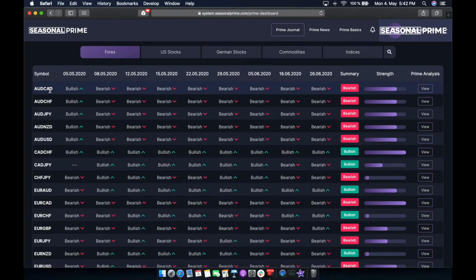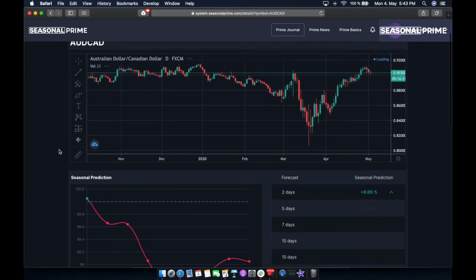Or for example, I had an eye on the Audi Cat the last days, and I think this is a very interesting pair, and we can just take a look into it. We just have, for tomorrow or for the next 2 days, some kind of bullish momentum, or just a little correction in this case, because overall the trend is very, very bearish, especially for the next 40 days. And if we are interested in a currency pair, we just click here at the Prime Analysis on View, and then we are going to see a few things.